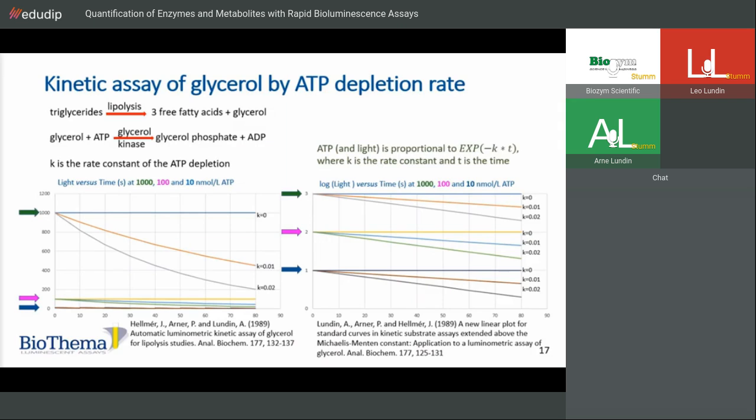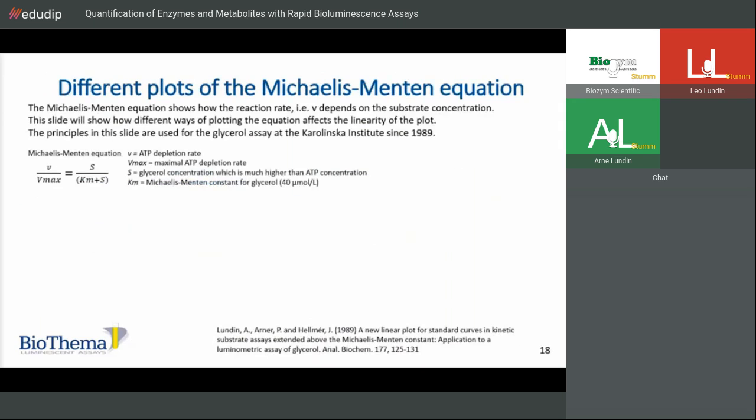This assay of glycerol has been used for studying lipolysis at the Karolinska Institute for over 3 decades. As the slope, that is the rate constant, is measured, the assay is neither affected by variations in ATP concentrations nor in luciferase activity. The principles in this slide are used for the glycerol assay at the Karolinska Institute since 1989.